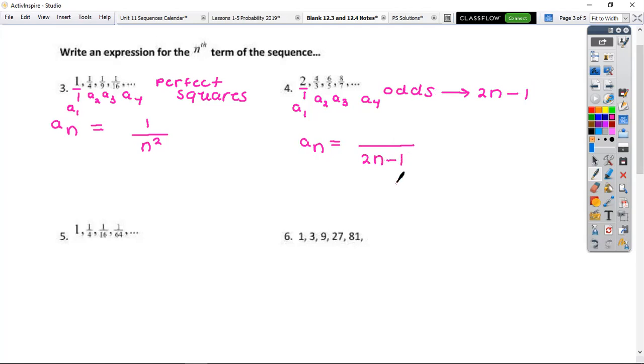Now you're going to look at the top and figure out what's happening. So I started with term 1 and it became a 2. Term 2 became a 4. Term 3 became a 6. What are we doing? Doubling. So evens, right? How do I express evens? 2n, perfect.